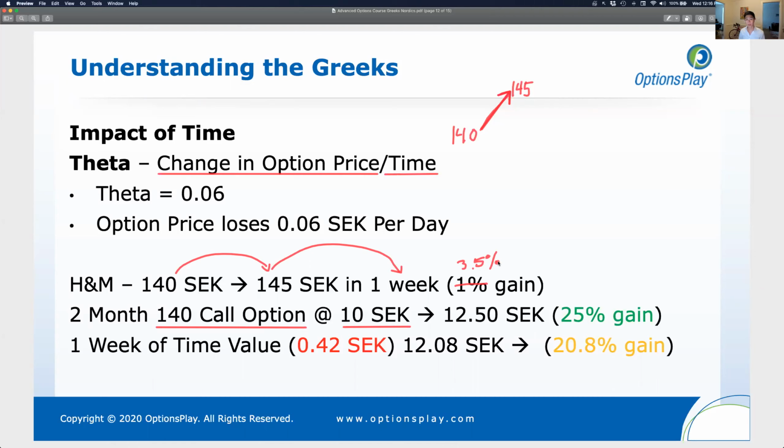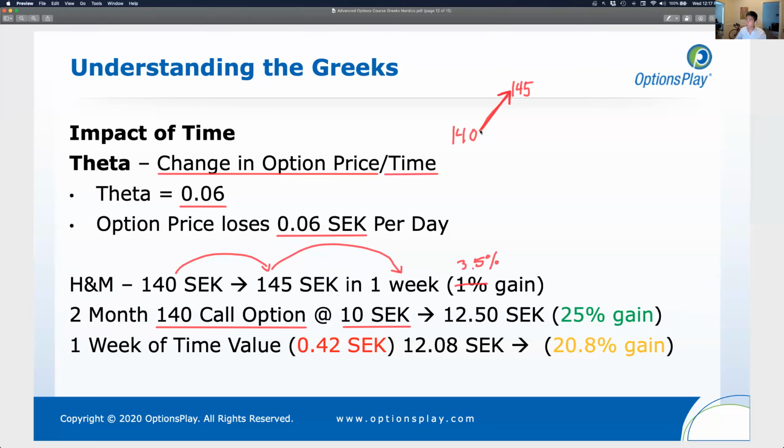And now what we have to factor in is time, because the value of your call option will decay, will actually decrease in value as you approach expiration, because the less time there is for the buyer to exercise their call option, the less time value there's left in the call option. So theta measures the pace at which the value of the option will decay with respect to time. So if we buy this call option and the theta shows us it's 0.06, that's telling us that for every day I hold on to this call option, it's going to lose 0.06 crowns per day.